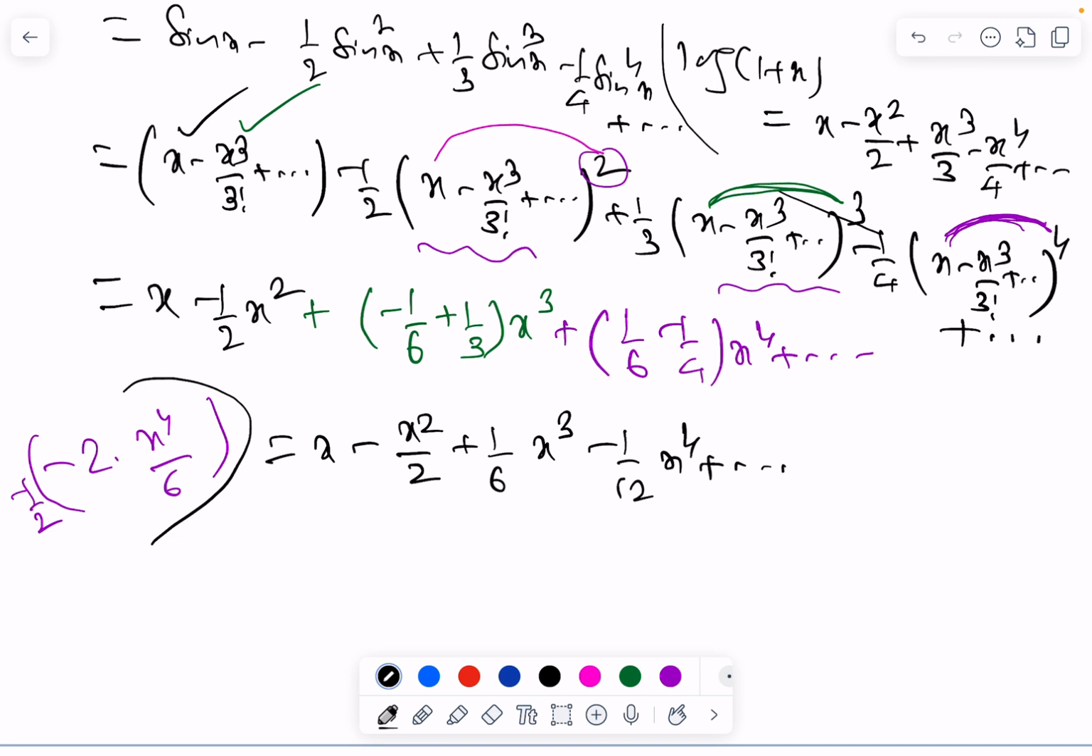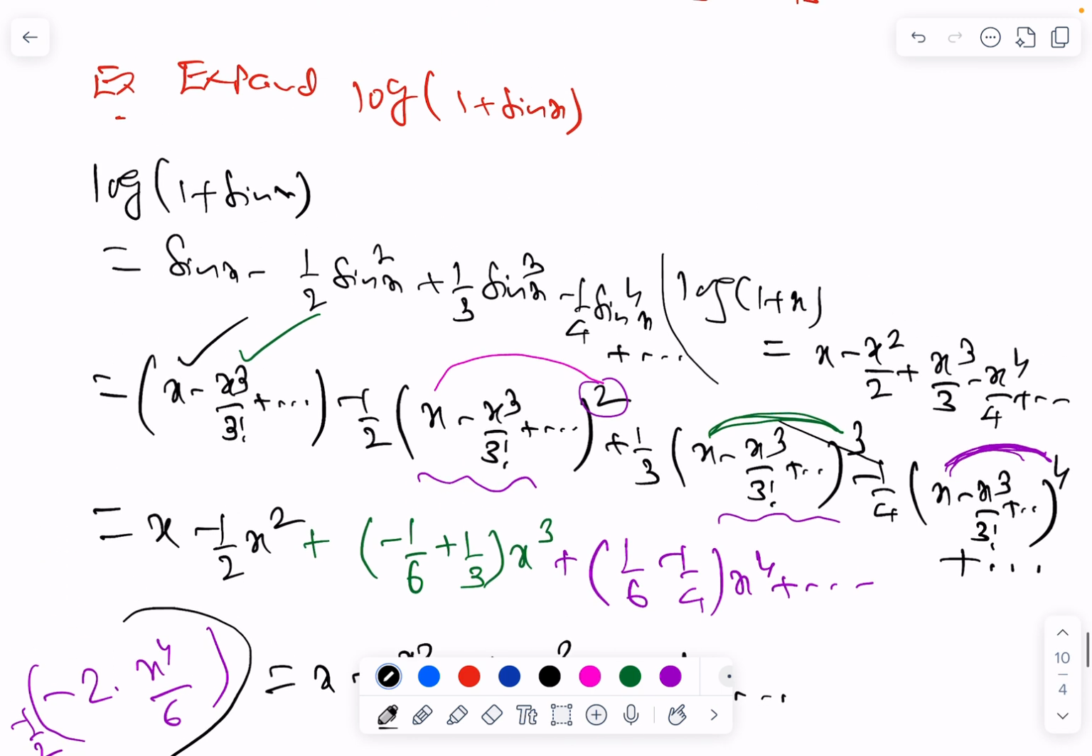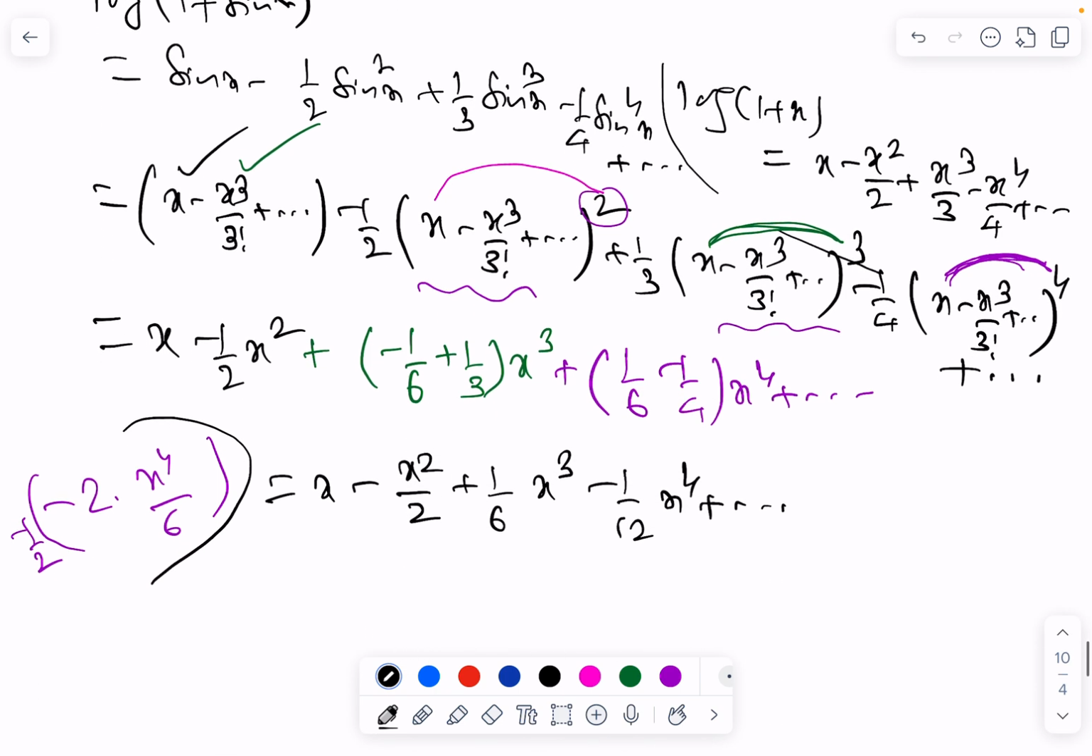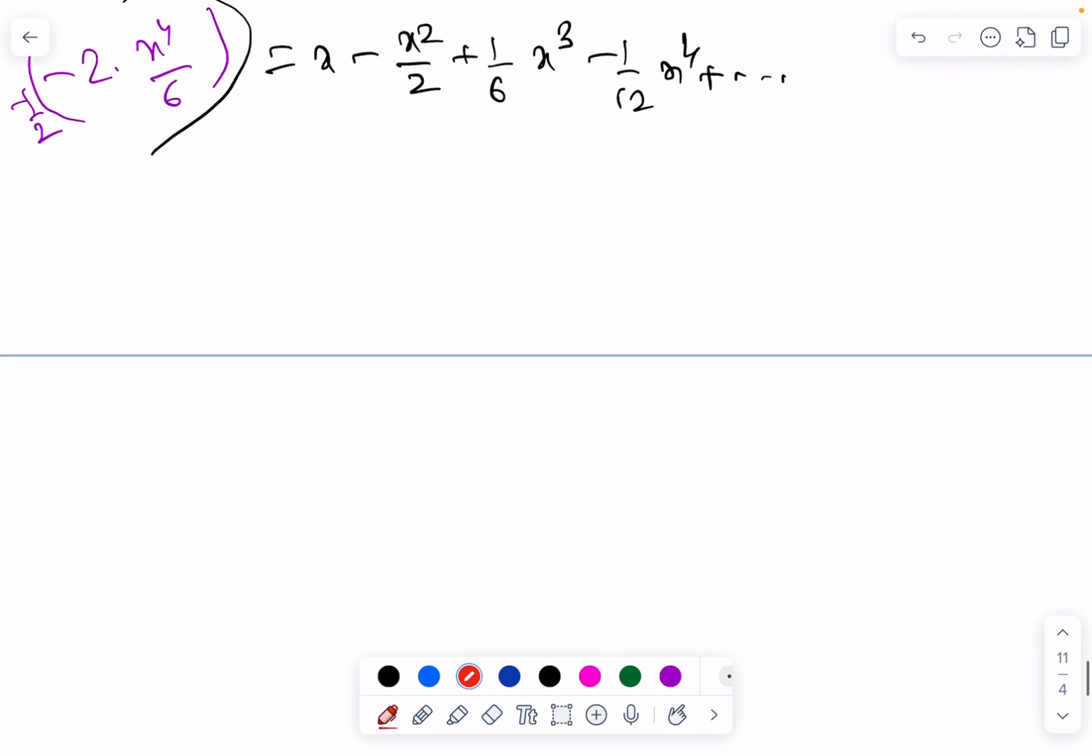So this is the way we can find the series of log of 1 plus sin x using the series of log of 1 plus x. So this is the way we can find it out. We can take one more similar kind of example.